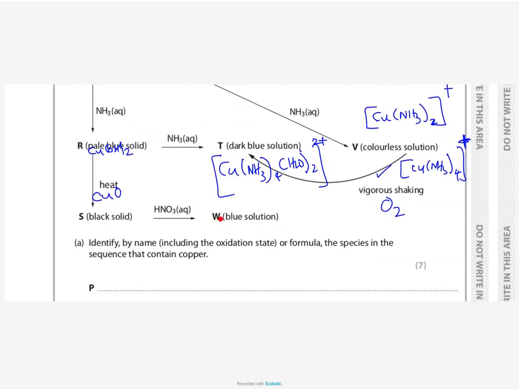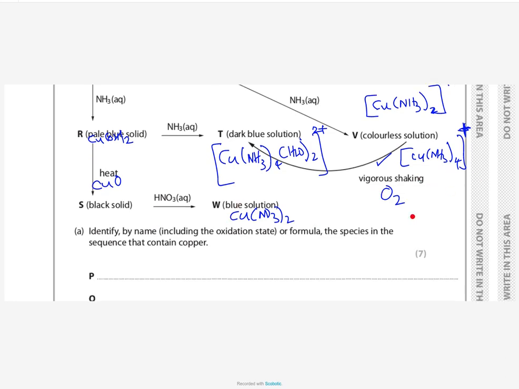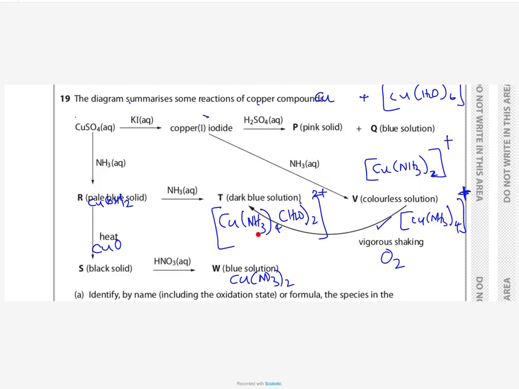And W, blue solution, copper 2 nitrate. Right? So hold on, this is copper nitrate. Yes. Copper oxide reacting with nitric acid, you get copper 2 nitrate plus water. This is an acid alkali reaction, salt plus water. So I have identified all. This is a neutralization reaction. This is oxidation. Clear?